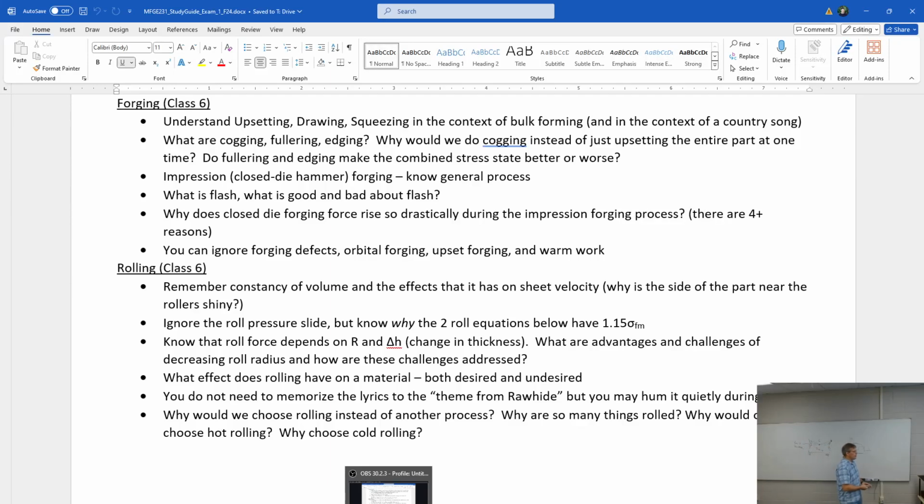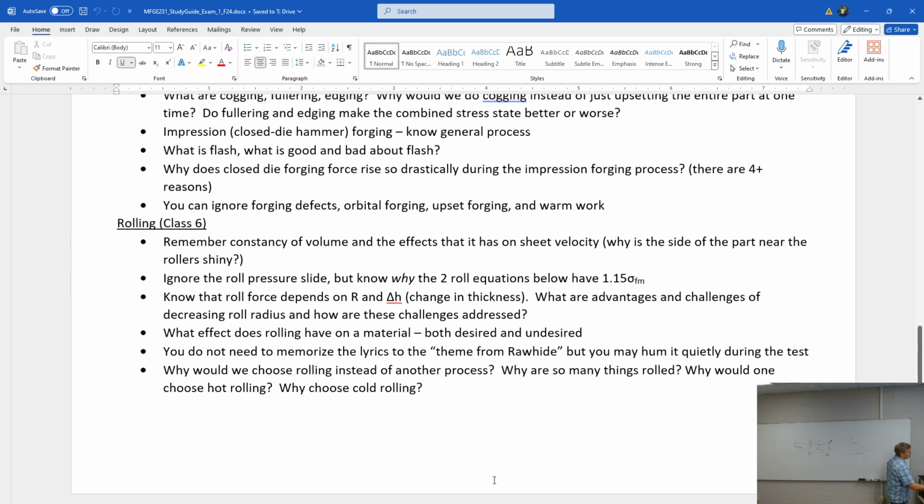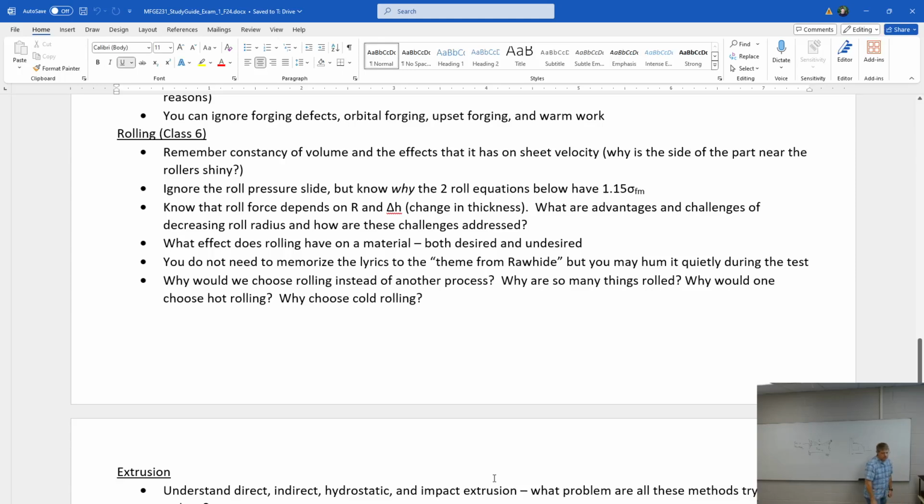All right. Rolling. Remember why one side of the material is shiny? Mostly what you need to know is how rolling and the constancy of volume work together.